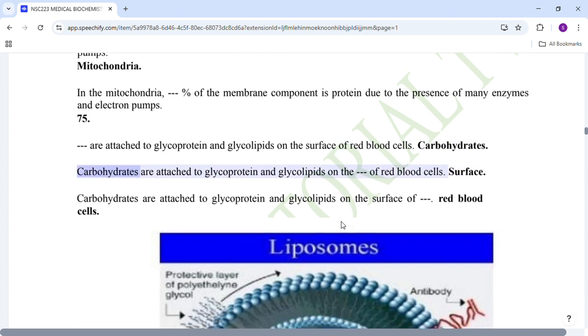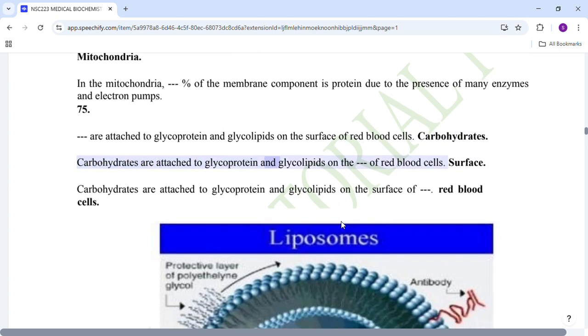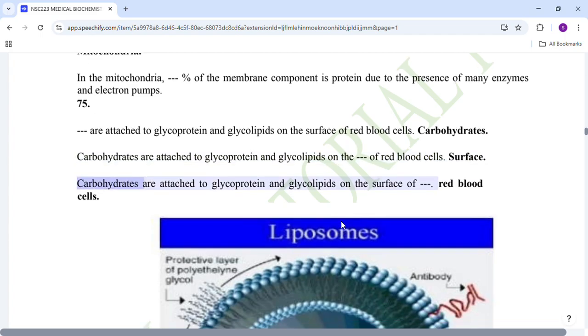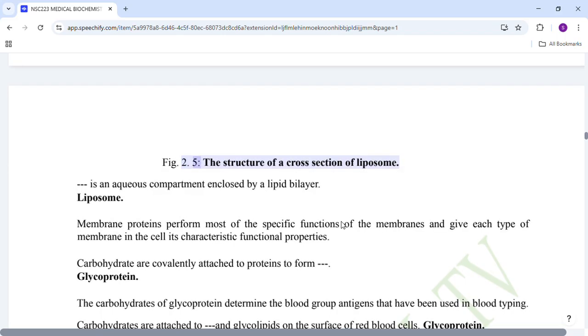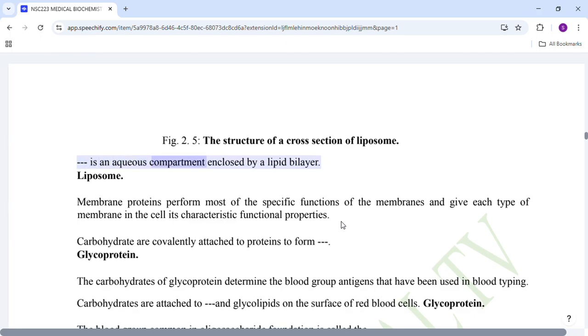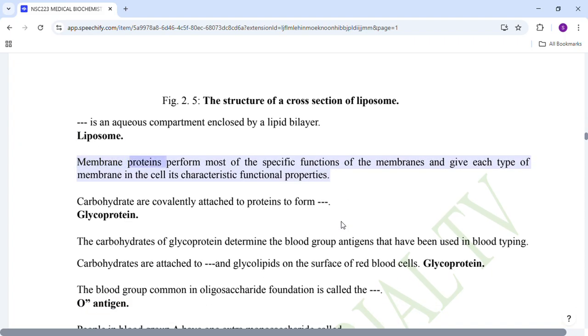Carbohydrates are attached to glycoproteins and glycolipids on the surface of red blood cells. Fig 2.5: the structure of a cross-section of a liposome. A liposome is an aqueous compartment enclosed by a lipid bilayer. Membrane proteins perform most of the specific functions of the membranes and give each type of membrane in the cell its characteristic functional properties.